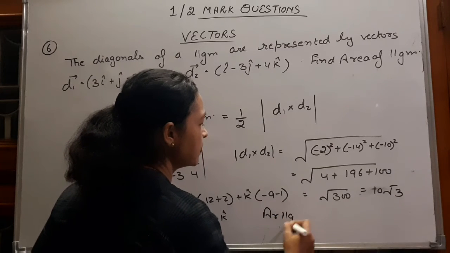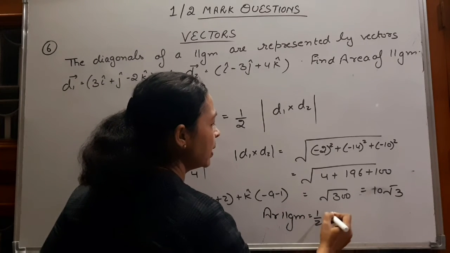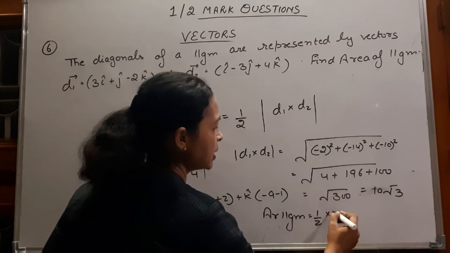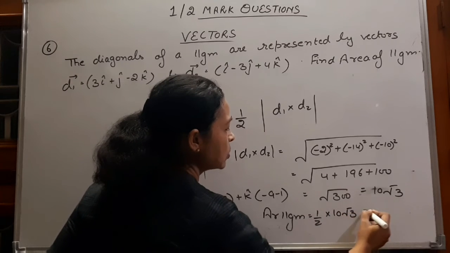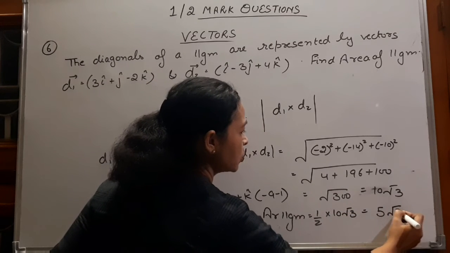Now area of parallelogram is 1 by 2 into magnitude of d1 cross d2, which is 10 root 3. So our answer is 5 root 3 square units.